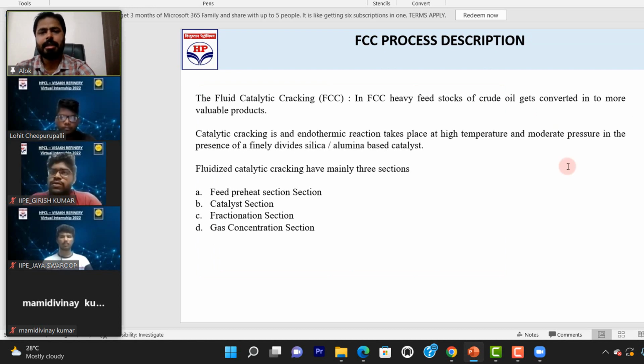Okay, so FCC process description. In FCC, there are basically four sections: the feed preheat section, the catalyst section, that is RR, the fractionator section, and the gas concentration section. We take into consideration the RR only. So coming back to the feed section.